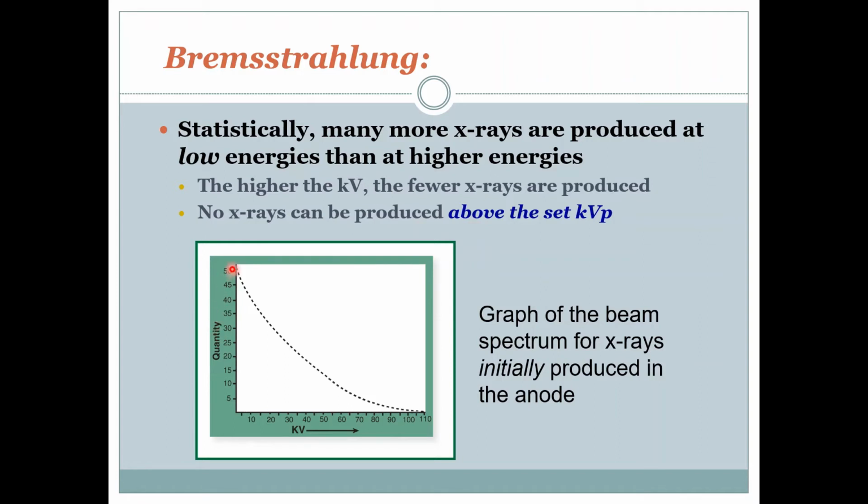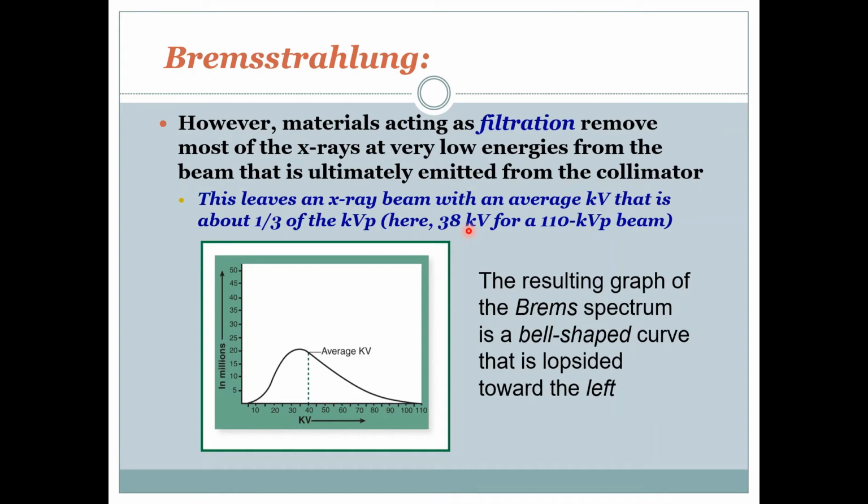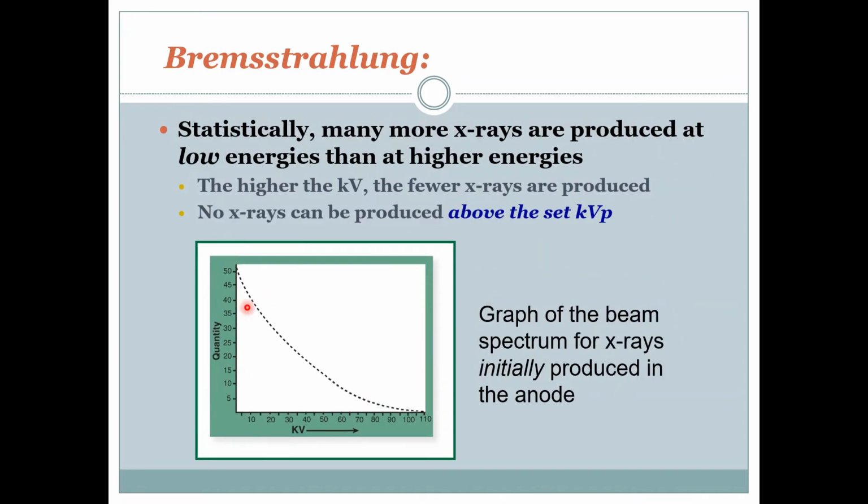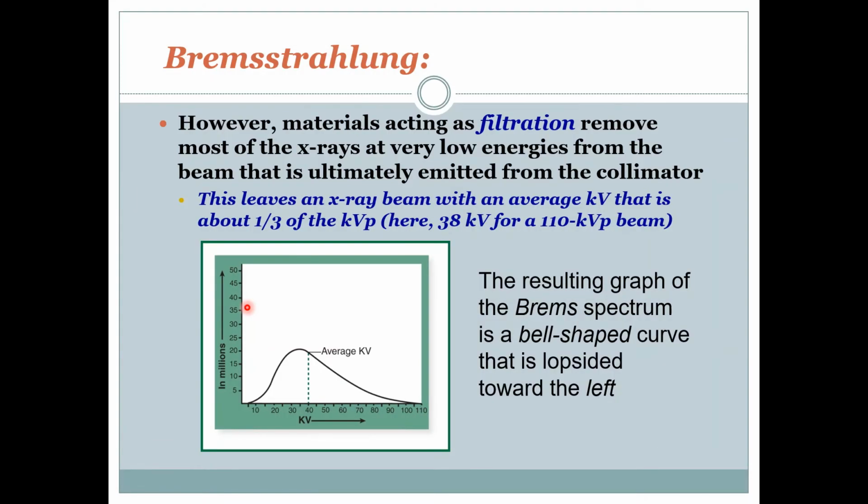So this graph shows a decrease in quantity of X-rays produced as kVp increases. So that's an interesting subject, that X-ray production decreases as kVp increases. This is the same graph, so I'll move back one slide. This graph to this graph. Okay, it's the same graph.